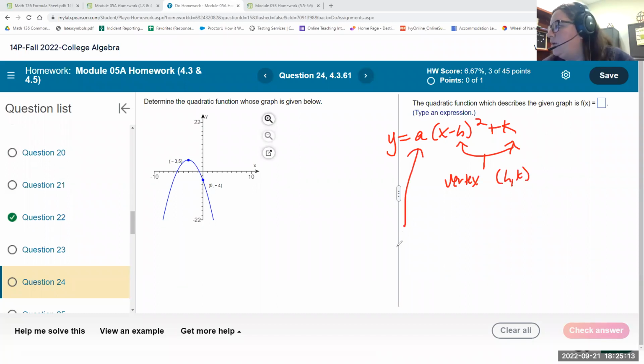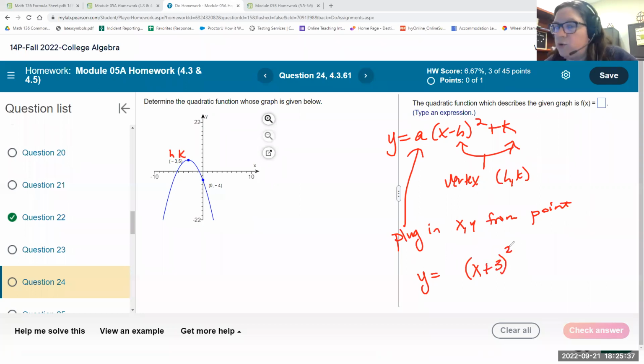To get a, you have to plug in x and y from some other point, and that will then allow you to solve for a. So I plug in the vertex. So far I'm going to have x, and we have h is -3, k is 5. So it'll be x plus 3. Don't forget the squared. That's going to mess things up if you leave that out. And then plus 5 out here. And then we have a.